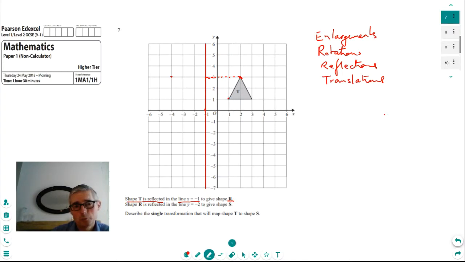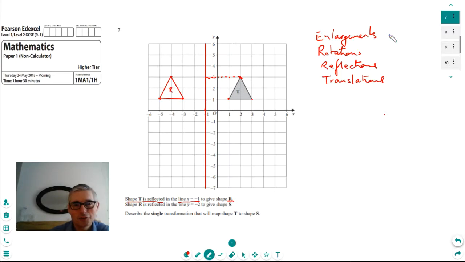We're then going to do the same with all the other corners. If we take this corner here, that's 2 squares to the line, so we go the same distance on the opposite side and we end up there. Then we take this point here, and that's 4 squares to the line, so we go 4 squares on the other side, and we end up there. If we join them up, what we end up with is our reflected shape. So this is our shape R.